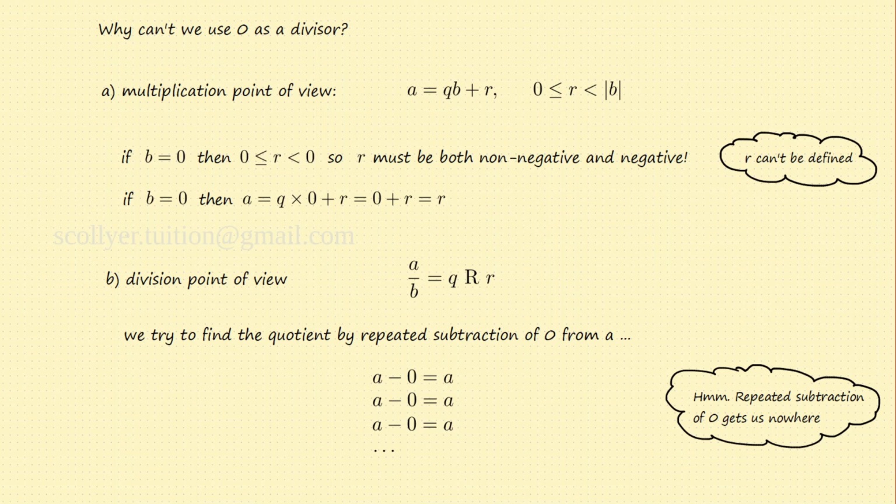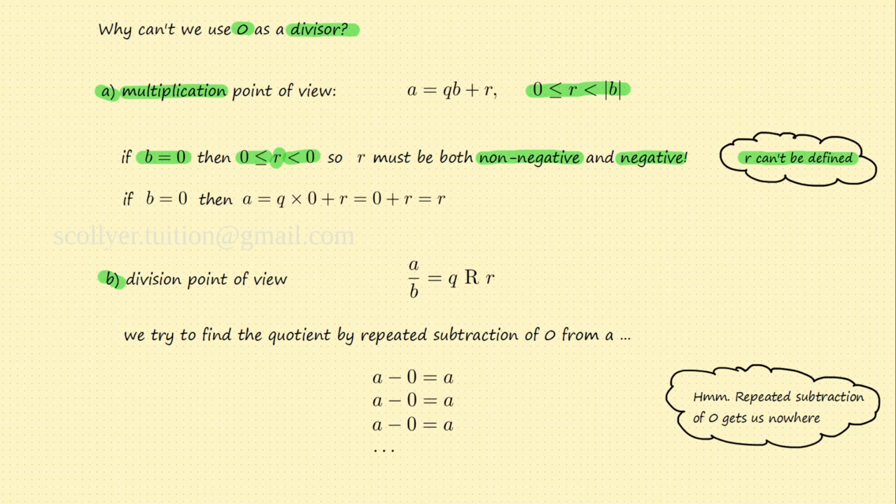Now, we are not allowing b to be 0, i.e. we're not allowed to use 0 as a divisor. Why is that? We can look at it from 2 points of view. Firstly, from the point of view of multiplication, and secondly, from the point of view of division. So, from the point of view of multiplication, if b equals 0, then from this restriction, r must be greater than or equal to 0 and less than 0, i.e. we would have to have r non-negative and negative simultaneously. So, r cannot be defined if b equals 0.